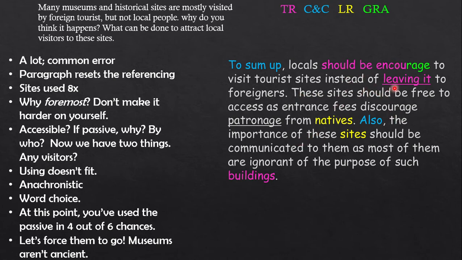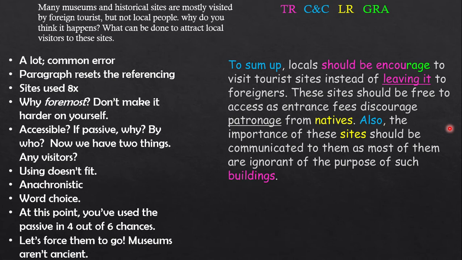"Sites should be freely accessible, free of entrance fees of any kind, discouragement, patronage is good by natives." I'm also not a big fan of starting a sentence with "also." I think it's okay in casual, everyday writing, but in academic writing, they would look at that poorly, particularly as the last sentence. "Also" is adding an extra point, and you don't want to do that at the last minute. Oh my God, 25 minutes.